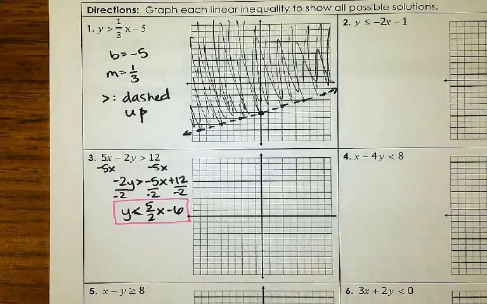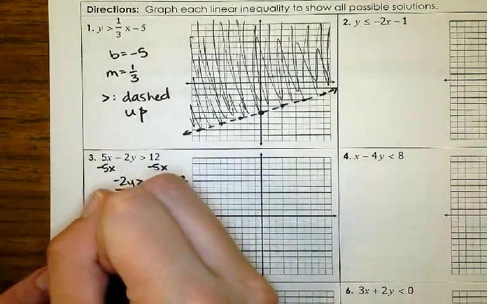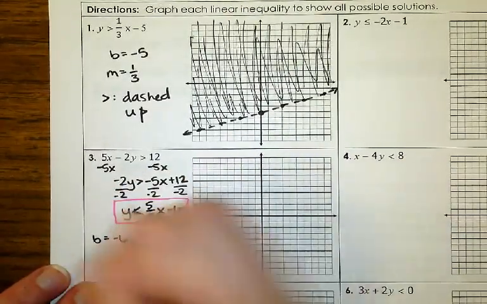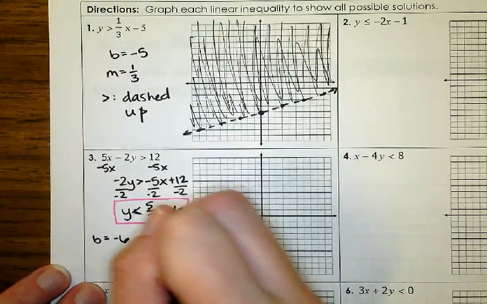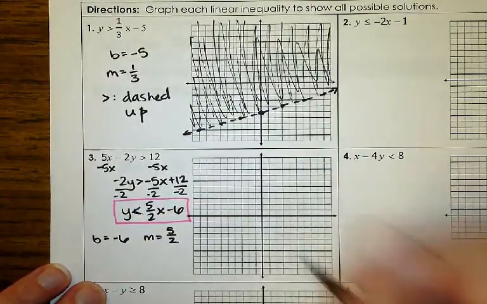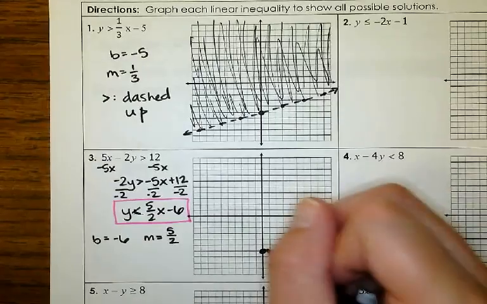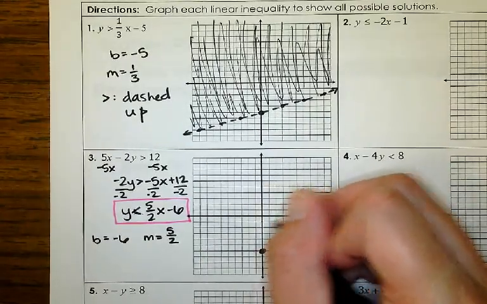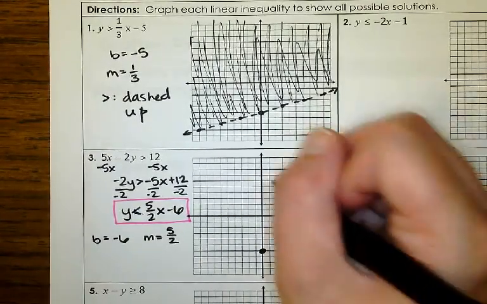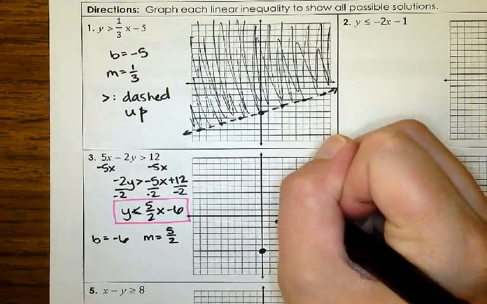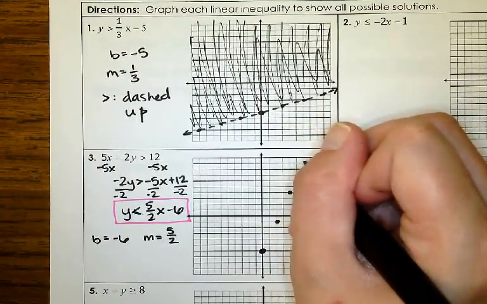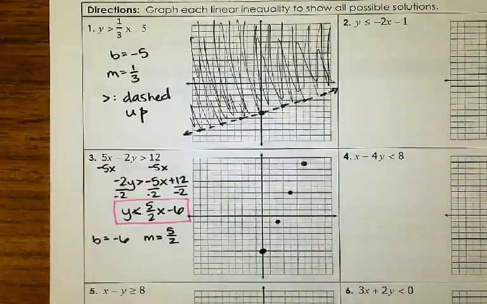So what is my b in this case, y'all? Negative 6. And what is my slope? 5/2. So I'm going to go down here and I'm going to graph my negative 6. And I'm going to count up 5 over 2, up 5 over 2, up 5 over 2. Now I'm going to take a look at my line here.